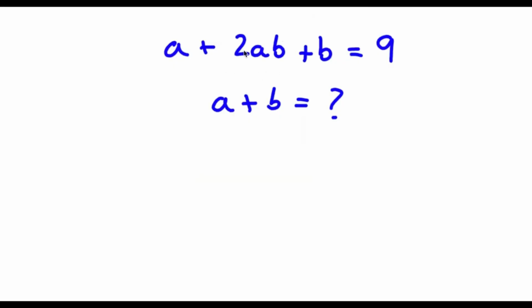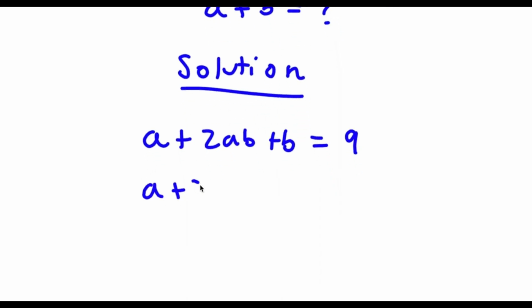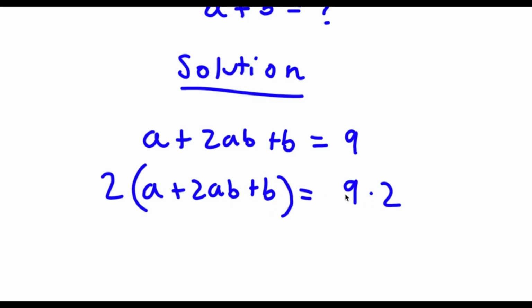Alright, so I have a plus 2ab plus b is equal to 9. So I want to find the value of a plus b. So, for my solution, first start with a plus 2ab plus b is equal to 9. Now, I'm actually going to multiply both sides by 2. So now I have a plus 2ab plus b times 2 is equal to 9 times 2.